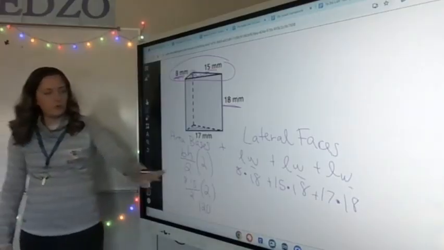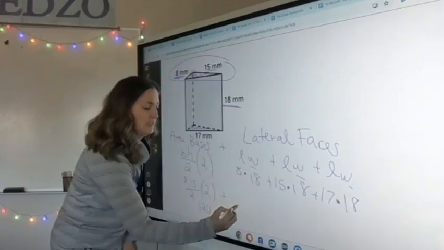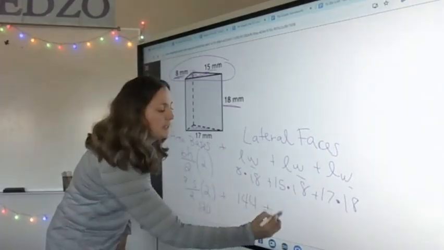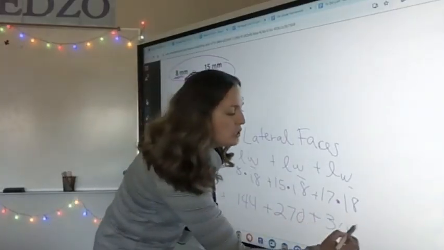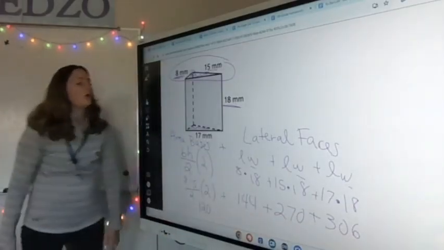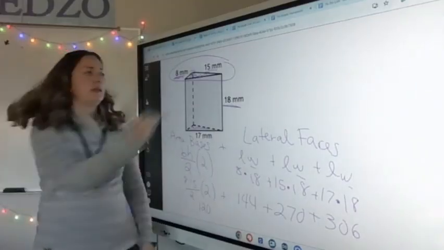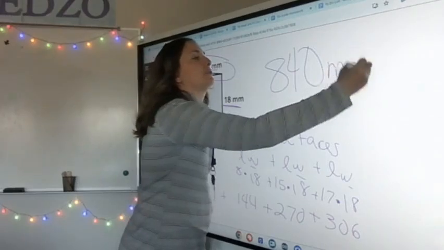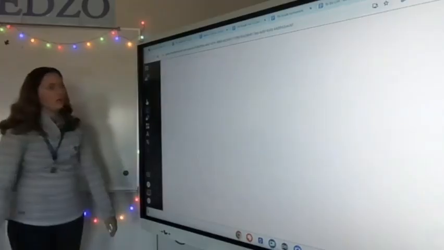Now, when I go through, 8 times 18 is? 144. Perfect. 15 times 18 is? 270. And 17 times 18 is? 306. You will then take the 3 lateral faces plus your bases, add those together, and you get a final answer of 840 millimeters squared. Awesome.